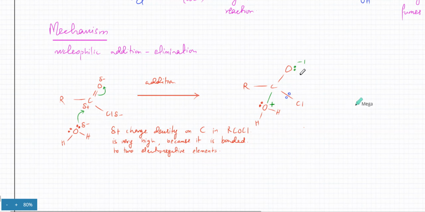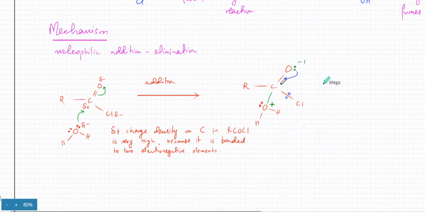What happens after this is that this negative charge over here has accumulated, but the bond hasn't broken, so the oxygen is still there. Eventually, the double bond gets reformed. Okay, so this is an intermediate. The electrons come back, and the double bond over here that was broken forms again.